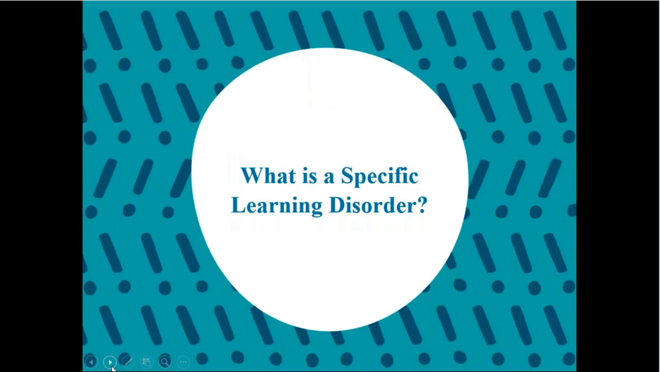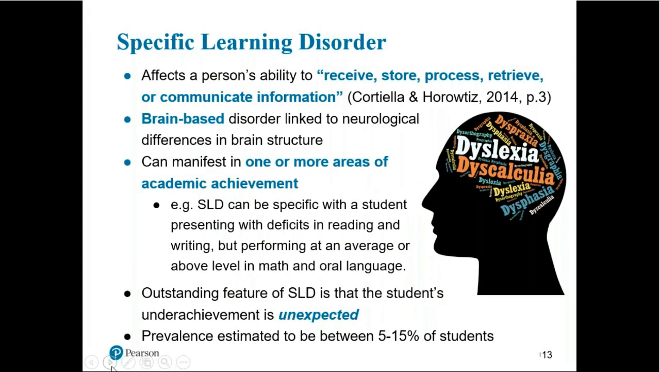So what is our understanding of a specific learning disorder? So we know, again, we were talking before about learning in particular being the ability to receive, store, process, retrieve and communicate information. And so it's not surprising that a specific learning disorder also affects those aspects of cognitive functioning. We know that it's brain-based and it's linked to neurological differences in brain structure. It can manifest in one or more areas of academic achievement.